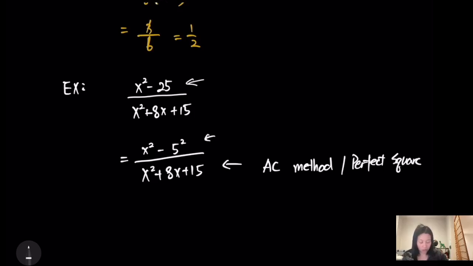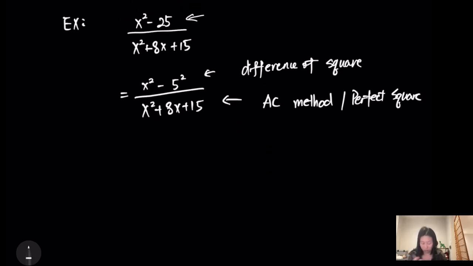On the top, it's 2 terms, and we have a difference of squares. So these two are the special products. I want you to memorize them. Okay, on the top, when you factor, I have x plus 5 times x minus 5. On the bottom, AC method. Let's do some review of how to factor with the AC method.